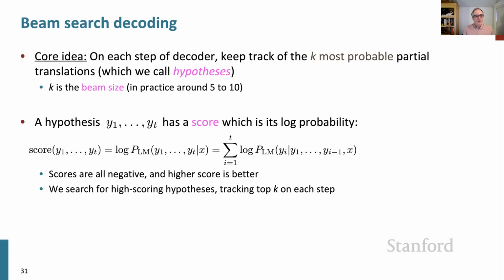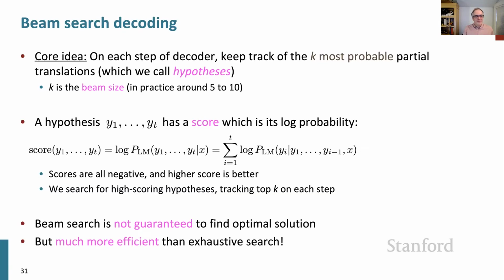So, as written, all of the scores are negative, and so the least negative one, i.e. the highest probability one, is the best one. So what we want to do is search for high probability hypotheses. This is a heuristic method. It's not guaranteed to find the highest probability decoding, but at least it gives you more of a shot than simply doing greedy decoding. So let's go through an example to see how it works.